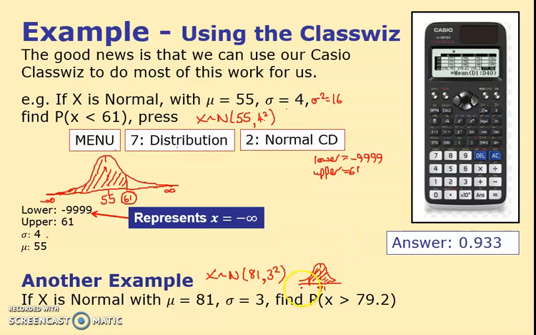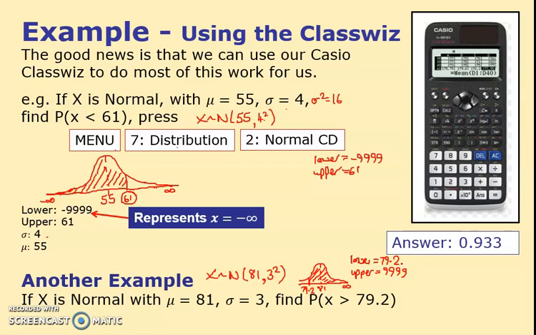And that was 79.2. So what do? Well, I do lower equals 79.2. Remember, you do the area that you've coloured in. And this time we want all the way over here. This is positive infinity, so the upper is going to just be 9999.